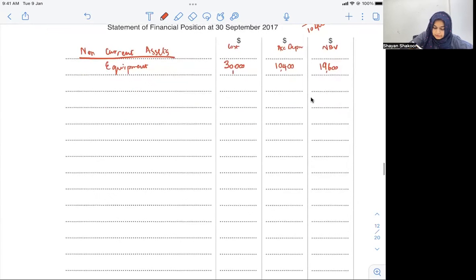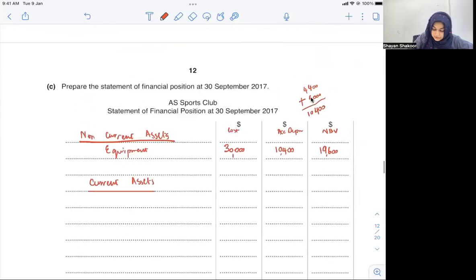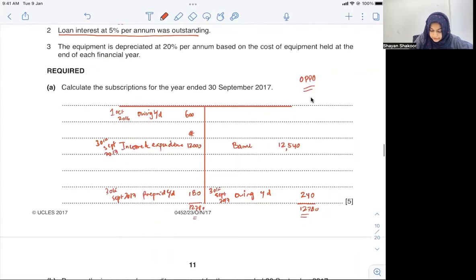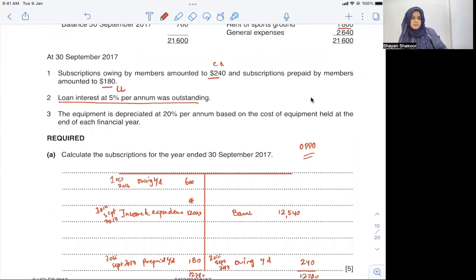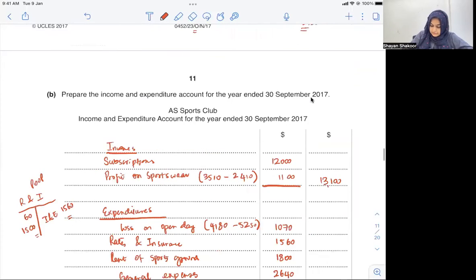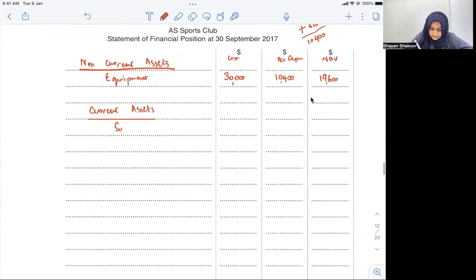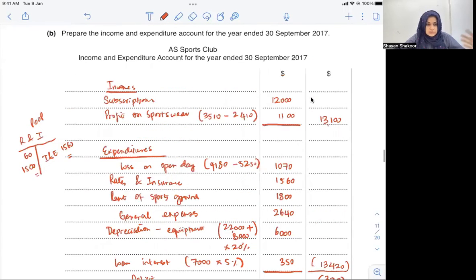Then we have to write current assets. So current assets, how many current assets do we have at the end of the year? We have subscriptions owing at the end of the year, that is 240. People we've given the service, but our members haven't paid us. So we write subscriptions owing at the end of the year is 240, and we don't have any other current asset because we don't have inventory. So there's no closing inventory.